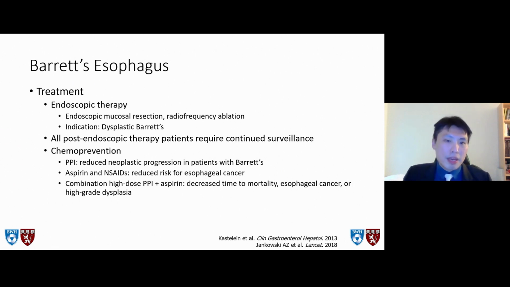There's some evidence that chemoprevention might help. For example, PPI has been shown to reduce neoplastic progression in patients with Barrett's. Aspirin and NSAIDs have been shown to reduce risk of esophageal cancer. And most recently, there's been a trial that showed that a combination of high-dose PPI and aspirin among Barrett's patients decreases time to mortality, esophageal cancer, or high-grade dysplasia.